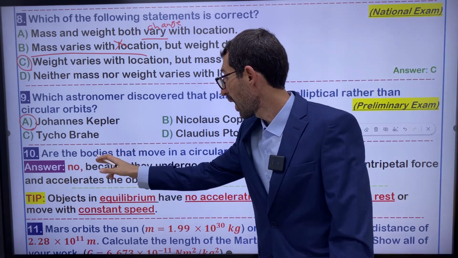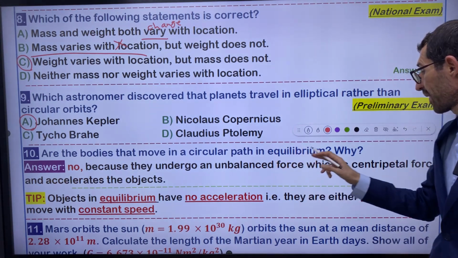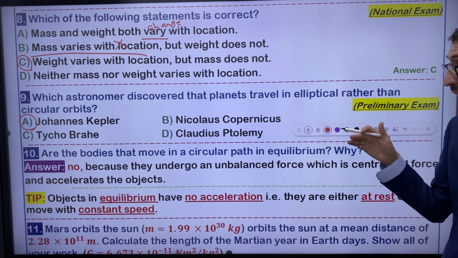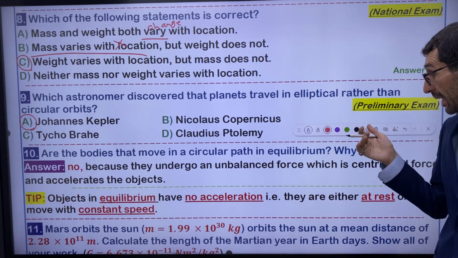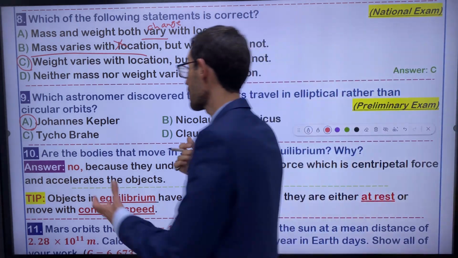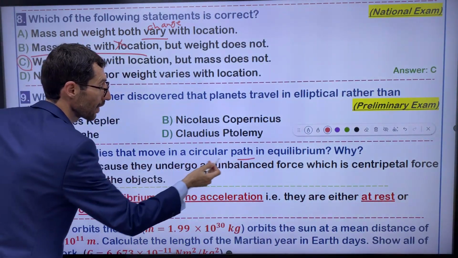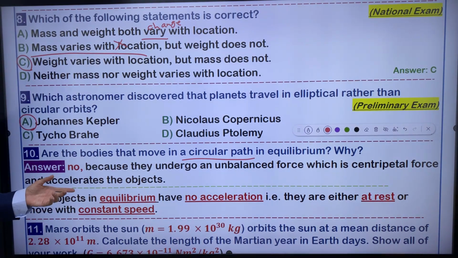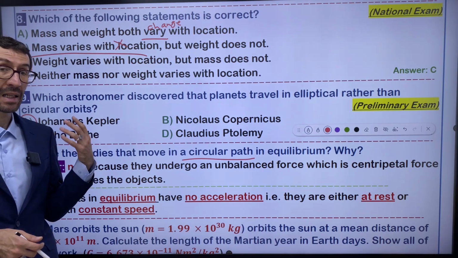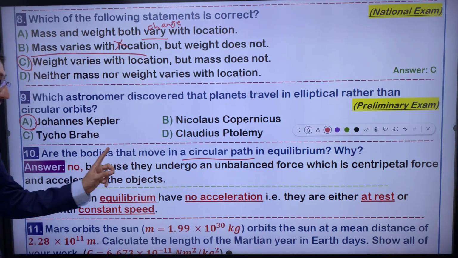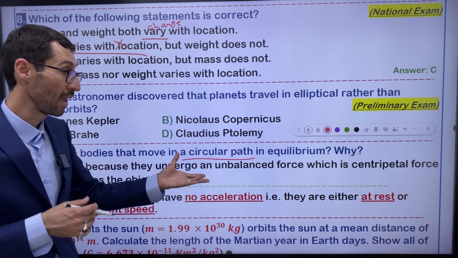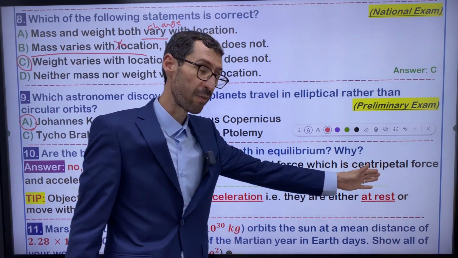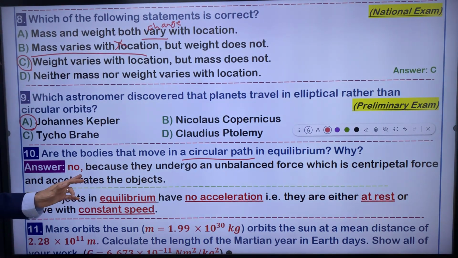Question number 10. Are the bodies that move in a circular path in equilibrium? Why? Is a body that moves in a circular path considered to be in equilibrium or not? Why? So bodies that move in a circular track are not considered in equilibrium. Why? Because they experience an unbalanced force, which is centripetal force, and accelerates the object.